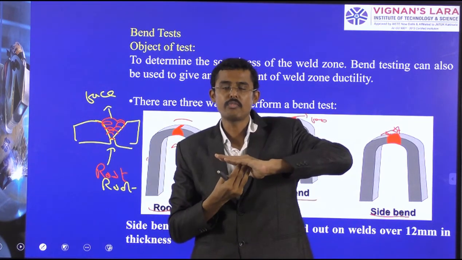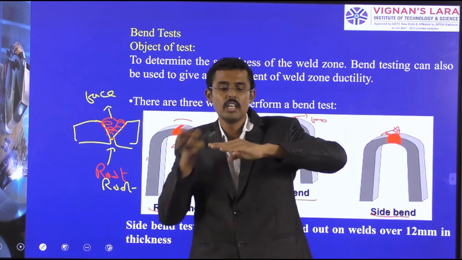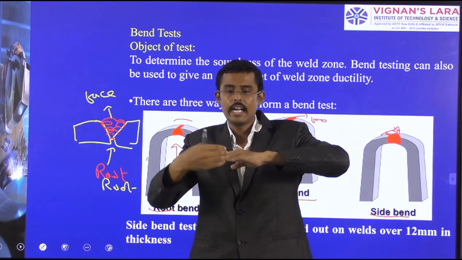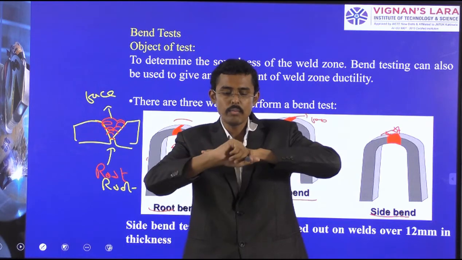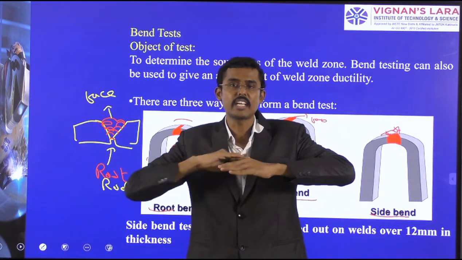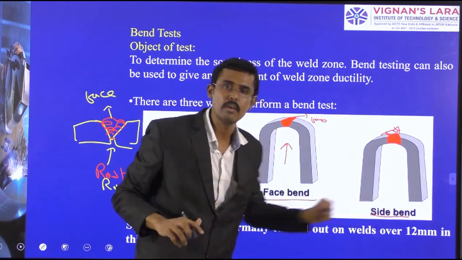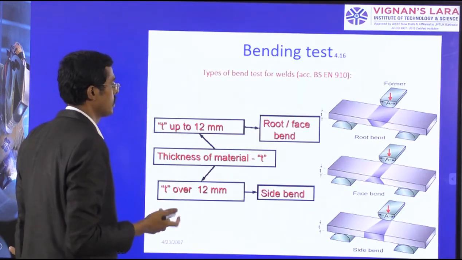Here it is the weld or face. I am applying the pressure here. Root is under tension. And here these are the sides. Now I am applying the pressure here. Side is under tension. So this is called the side bending process. Likewise we can do it.